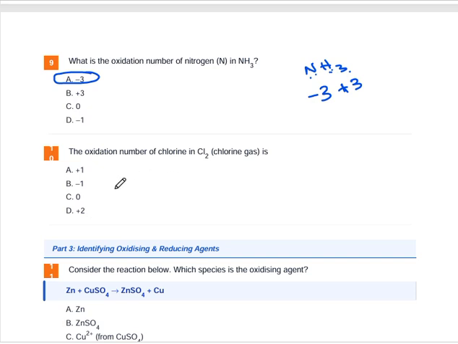Then the next one, the oxidation number of chlorine gas is 0. The oxidation number of pure elements is 0. That means when an element is not combined with another element, the oxidation number is 0. And when that element does not carry a charge, the oxidation number is 0. Kindly note that.